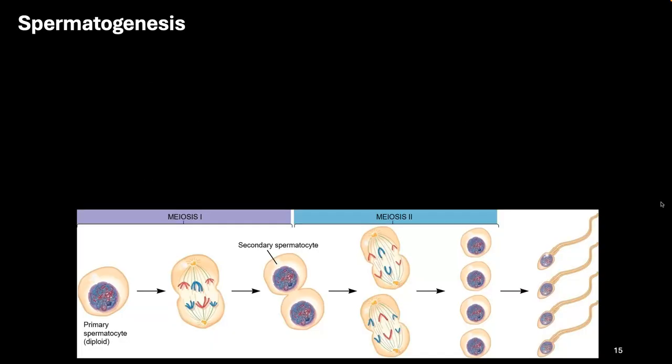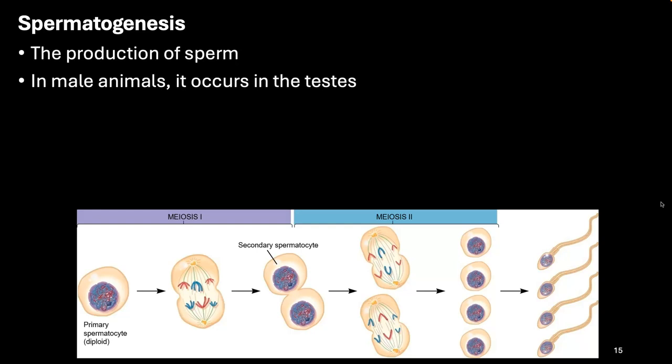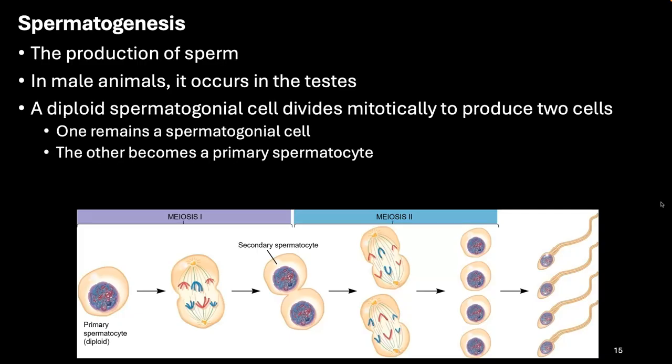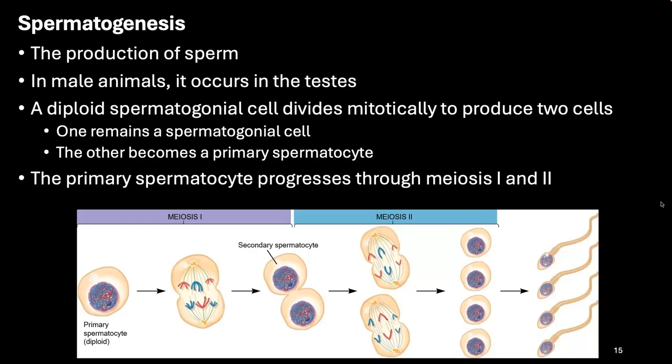In males, gametogenesis is called spermatogenesis because it produces sperm. This happens in the testes when diploid spermatogonial cells divide mitotically to produce two cells, one of which is the primary spermatocyte. The primary spermatocyte then progresses through meiosis to become a haploid cell. The result of spermatogenesis is four sperm cells.